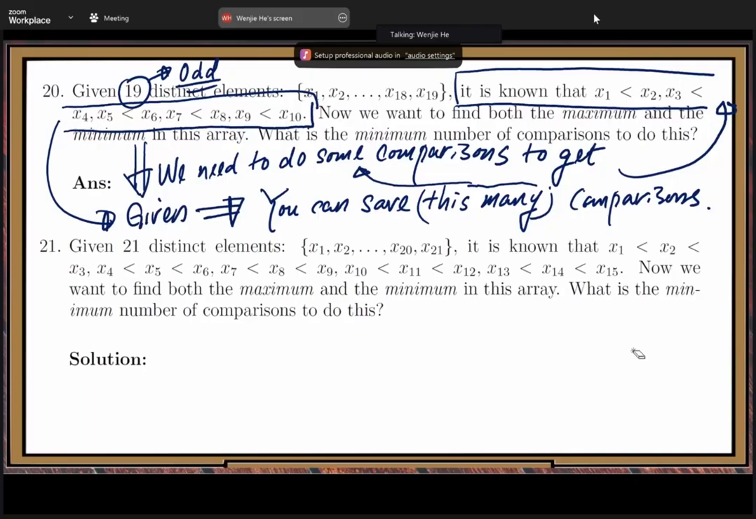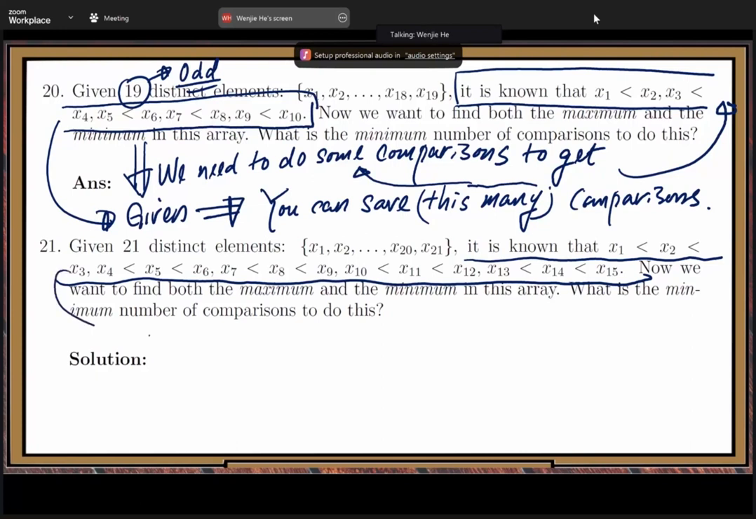So question number 21, similar idea. But here, the given condition is slightly different. So here we need to try to use the given condition wisely. Now you have the experience solving question number 20, so you only need to modify your solution from question number 20 slightly.